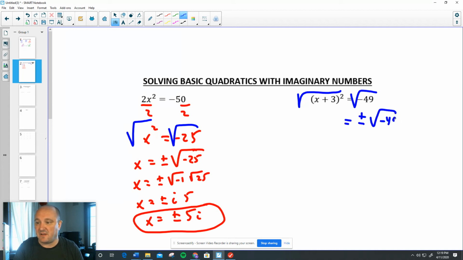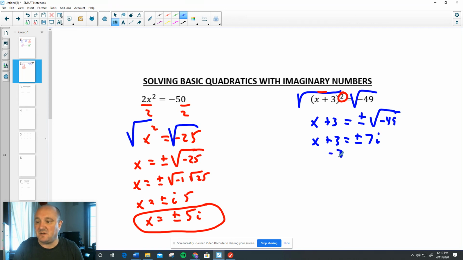Over on the left side, I've got radical negative 49. Over here on the right side, the squared and the square root cancel out, and so I'm left with just x plus 3. So I've got x plus 3 equals what? Well, radical negative 49 is 7 from the 49 and i from the negative. So now I've got x plus 3 equals plus or minus 7i.